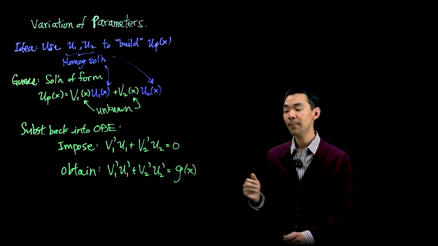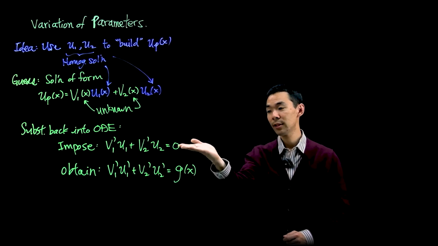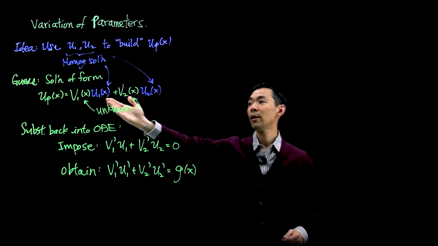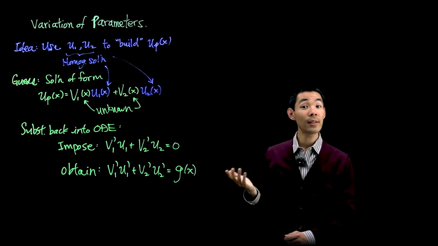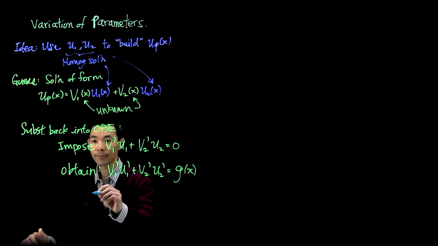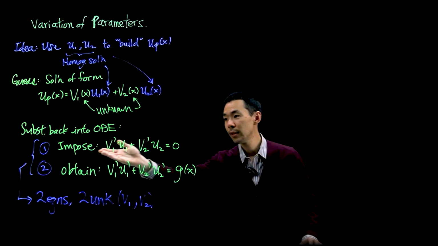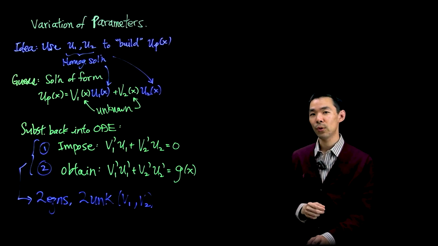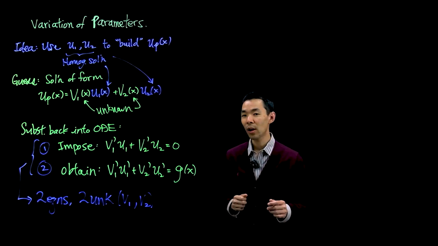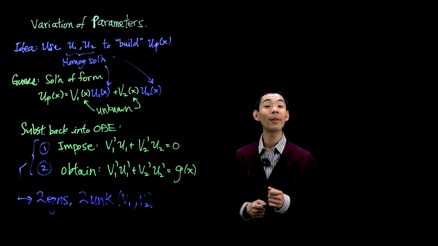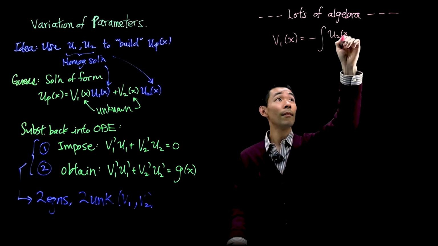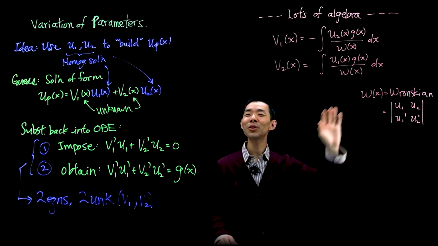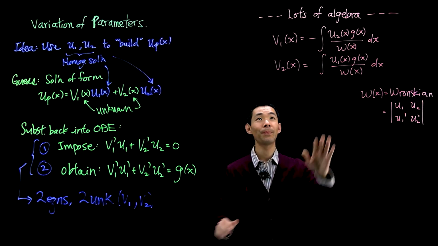Now at this stage, you can see that we have two equations, the one that we've imposed and the one that we obtained from the ODE, with two unknowns, v1 and v2. So we can solve two equations with two unknowns. Now, after doing a lot of algebra, you obtain the following forms for v1 and v2.